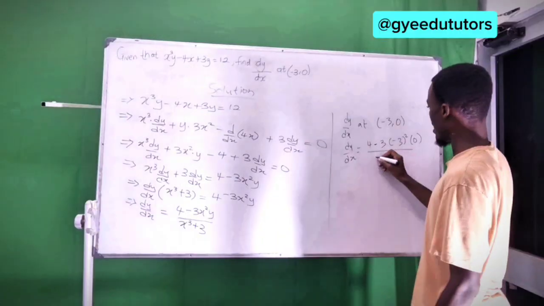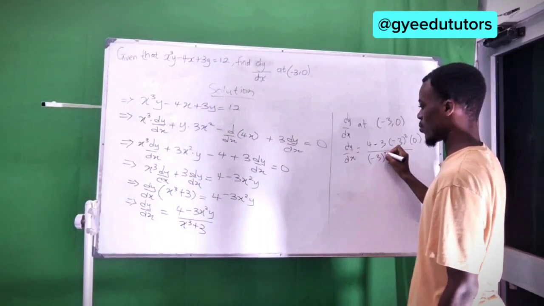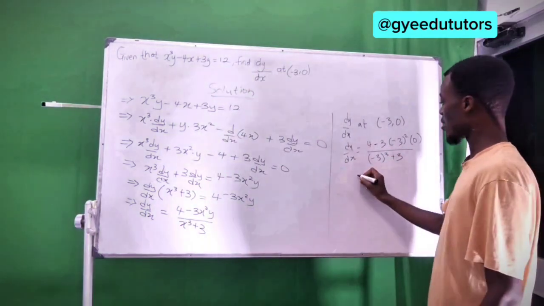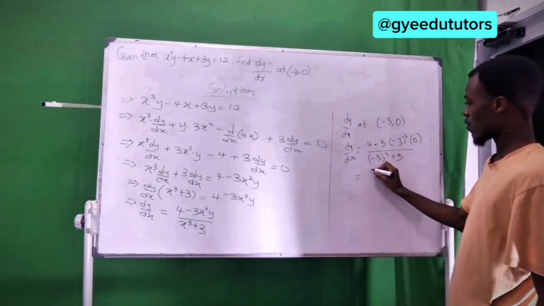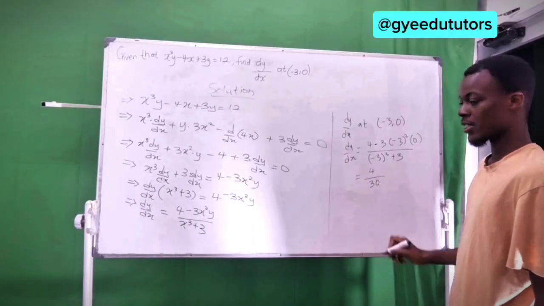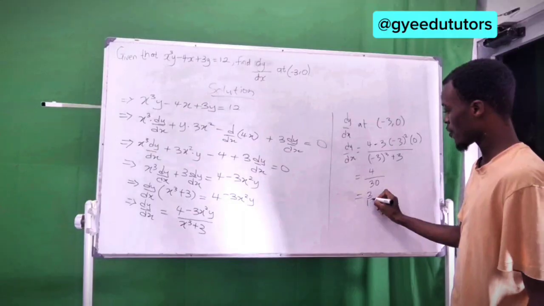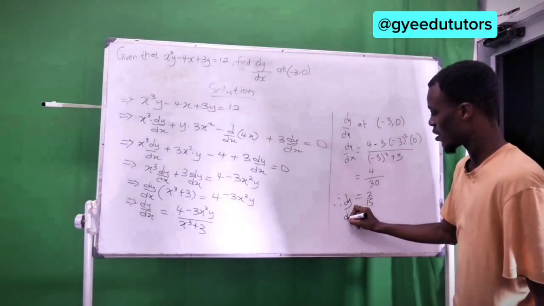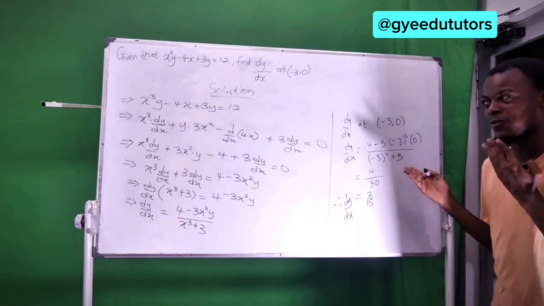Over x cubed. x cubed is minus 3 cubed plus 3. So this one is the same as here. 0 times any number is 0. So now you have what? 4 over 27 plus 3, which is what? 4 over 30. And 4 over 30 is the same as 2 over 15. So therefore, dy/dx is equal to what? 2 over 15. Okay. So guys, this question is very easy.